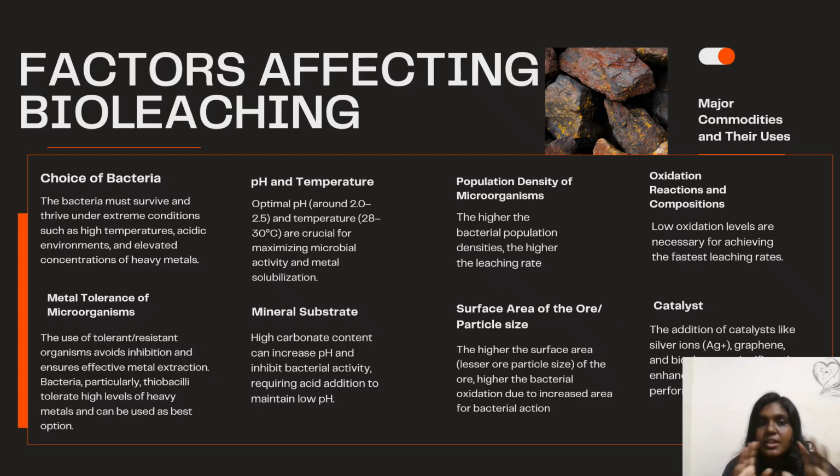So these are the various factors which affect the bioleaching process. What are the basic factors? Choice of bacteria, pH and temperature, population density of the microorganism, oxidation reaction compositions, metal tolerance of the microorganisms, mineral substrate, surface area of the ore, as well as the catalyst.